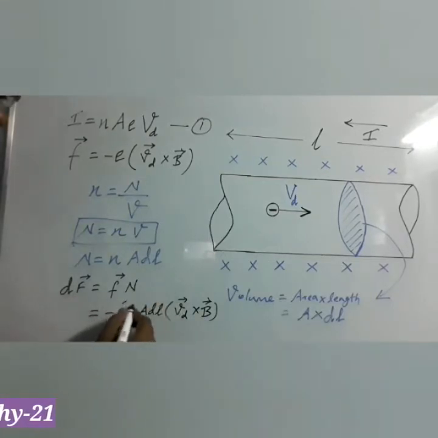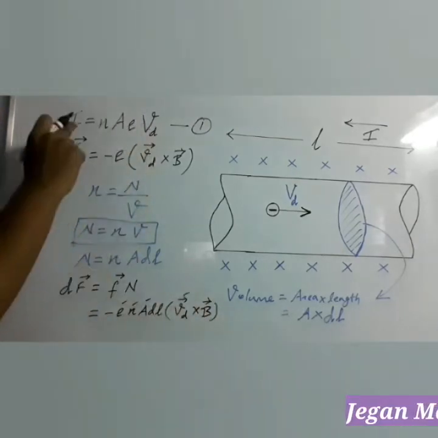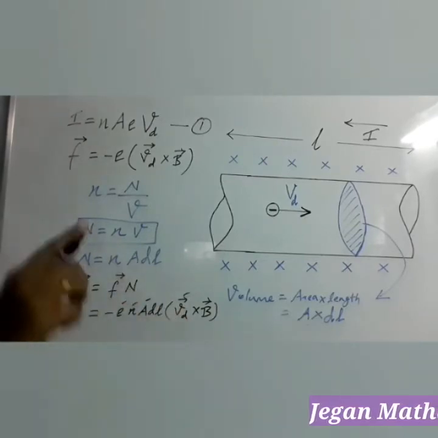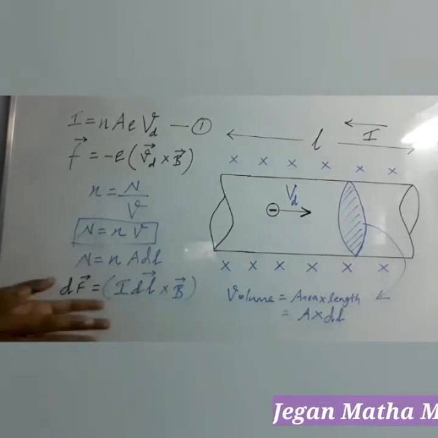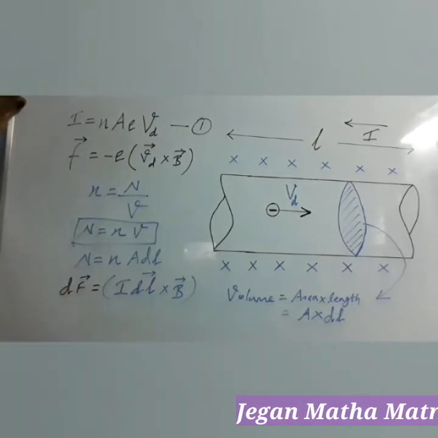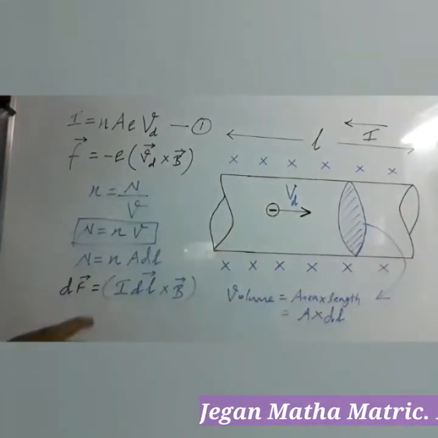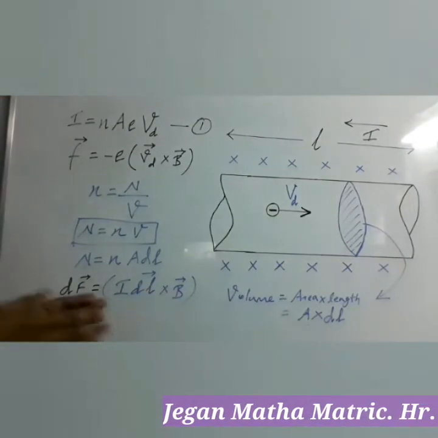quantities E, N, A, Vd, we can write the single quantity, that is current I, from the first equation. So it can be rewritten as I dl cross B. This is a new expression for the force experienced by the number of electrons in the small segment, equal to the product of I dl vector cross B vector.